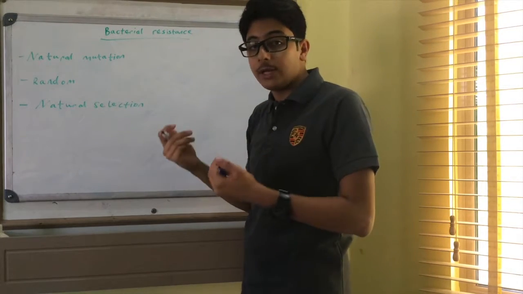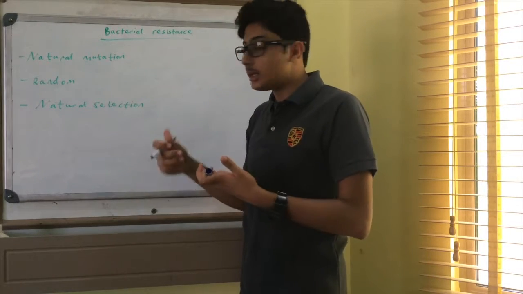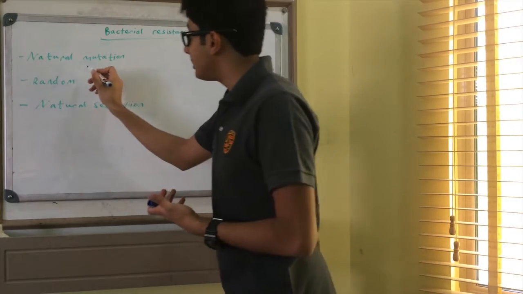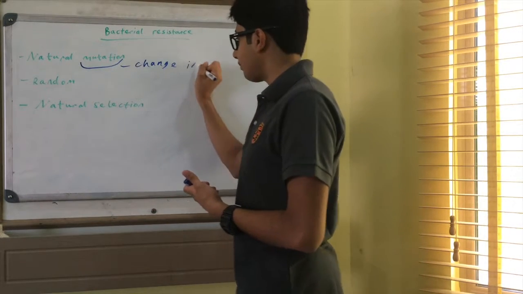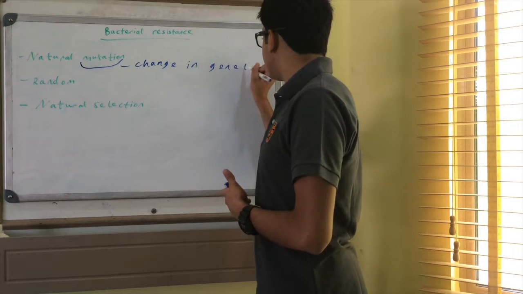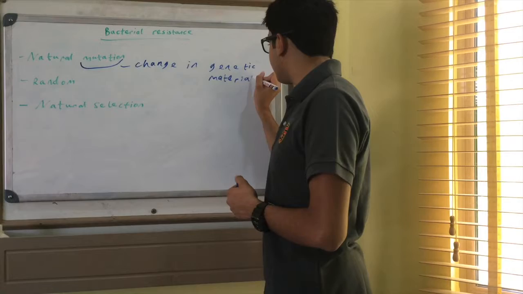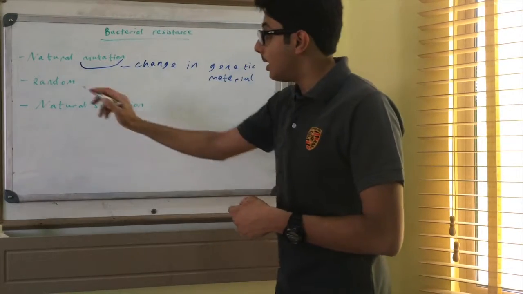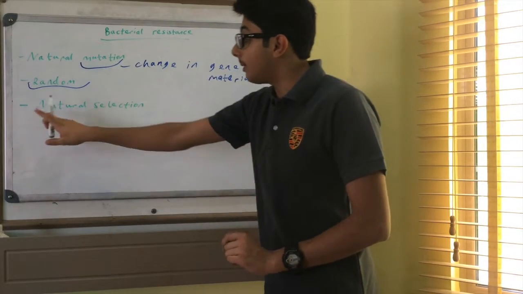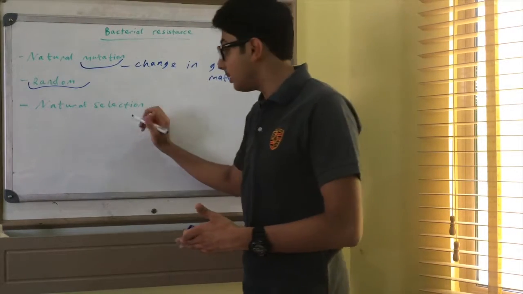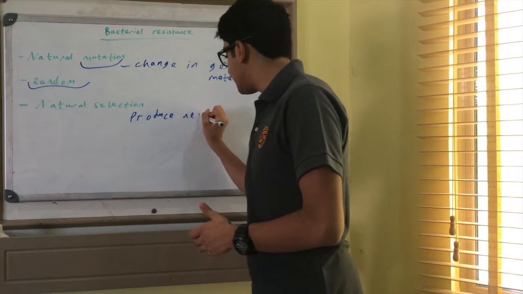Some bacteria in the population have a natural mutation which makes them resistant to the antibiotics. What is the mutation again? It is a change in the genetic material. This mutation, which allows genetic variation in the population, is completely random. The mutation happens by chance. And by a process of natural selection, they produce new strains of resistant bacteria.